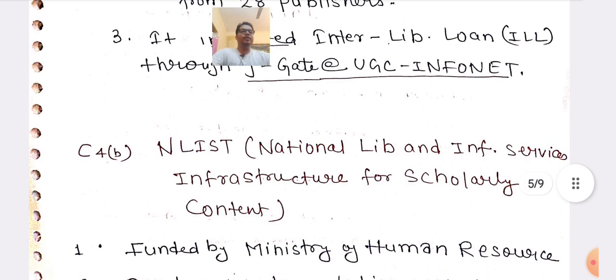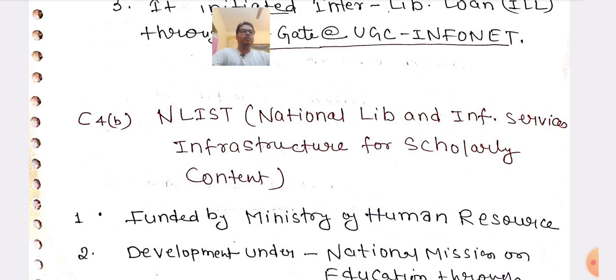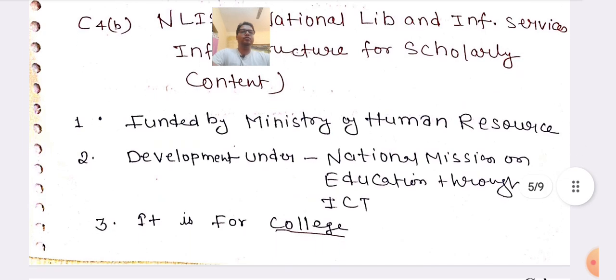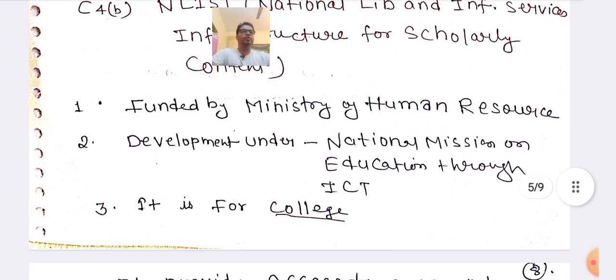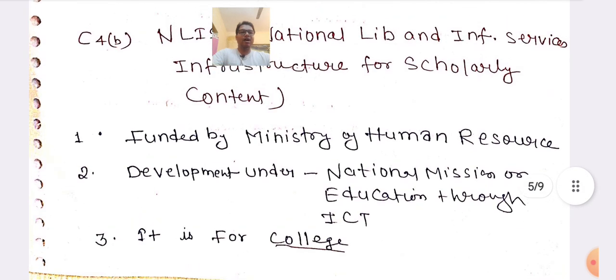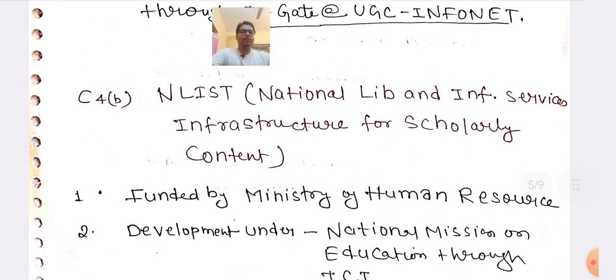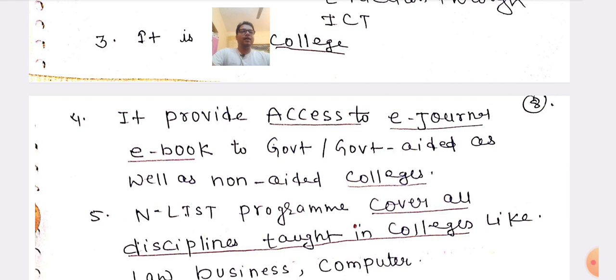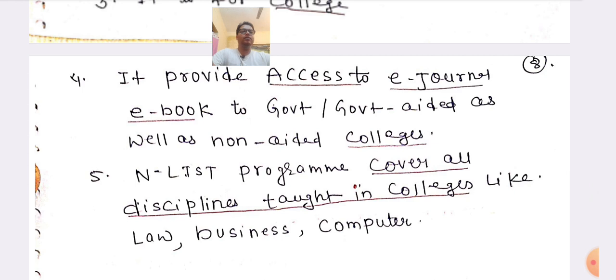N-LIST, the National Library and Information Services Infrastructure for Scholarly Content, is funded by the Ministry of Human Resource Development under the National Mission on Education through ICT. The question is asked mainly in library exams: N-LIST is mainly for which library? The answer is college libraries. It provides access to e-journals and e-books to government or government-aided as well as non-aided colleges. The N-LIST program covers all disciplines taught in colleges like law, business, computer, etc.